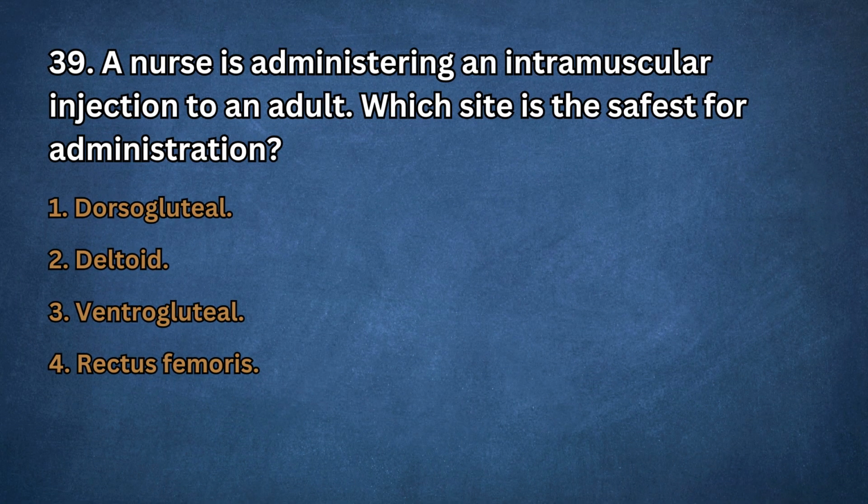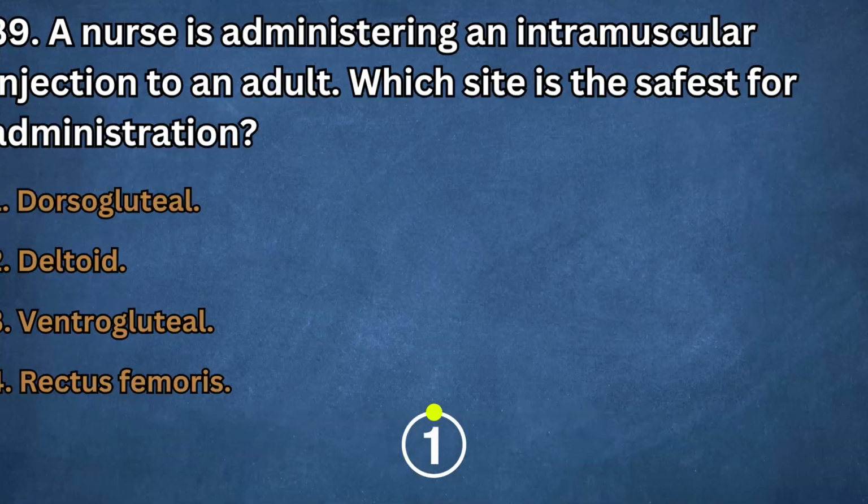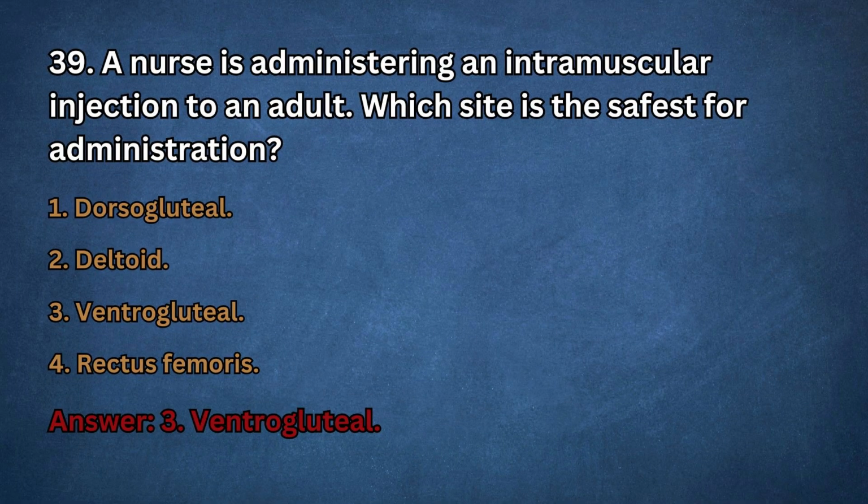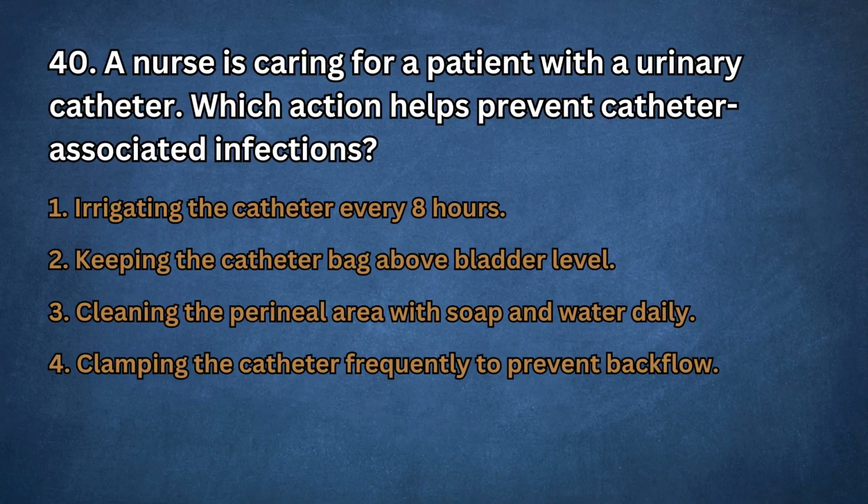39. A nurse is administering an intramuscular injection to an adult. Which site is the safest for administration? 1. Dorsogluteal. 2. Deltoid. 3. Ventrogluteal. 4. Rectus femoris. Answer 3. Ventrogluteal. 40. A nurse is caring for a patient with a urinary catheter.